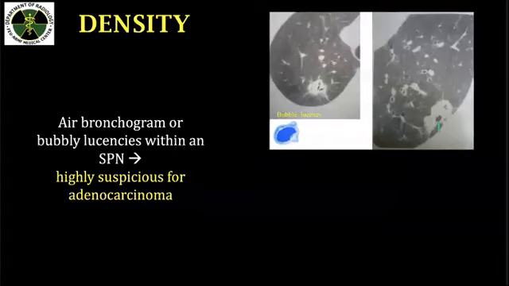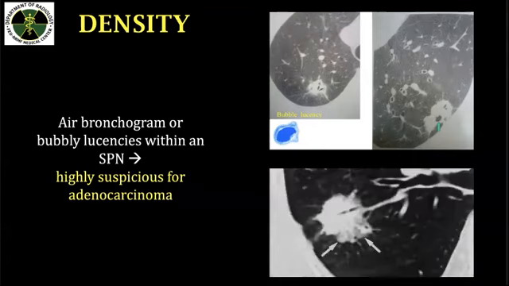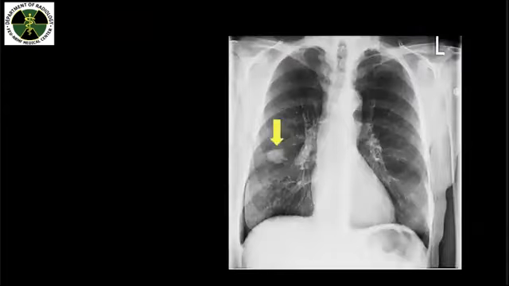Lastly, in the density of the nodules, if there's a presence of bubbly lucencies or an air bronchogram within a solitary pulmonary nodule, it's a high suspicion for adenocarcinoma, as seen in this image. You will appreciate that the pointed structures show the branching lucencies, or rather the bubbly lucencies, seen within the solitary pulmonary nodule. If you see this, it is highly suggestive of adenocarcinoma.